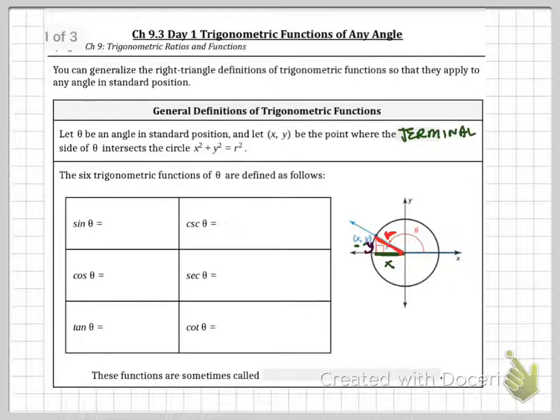So if we take a look at the 6 trig functions from what we know before with right triangle trig, we know that sine of theta is opposite over hypotenuse. So the opposite side in this case is y, and the hypotenuse is our r value, so y over r. And then we have our cosine of theta. Remember, cosine of theta is adjacent over hypotenuse. Adjacent is this x value here, and then over the hypotenuse, which is our radius. Tangent of theta is opposite over adjacent, so opposite is y, adjacent is x.